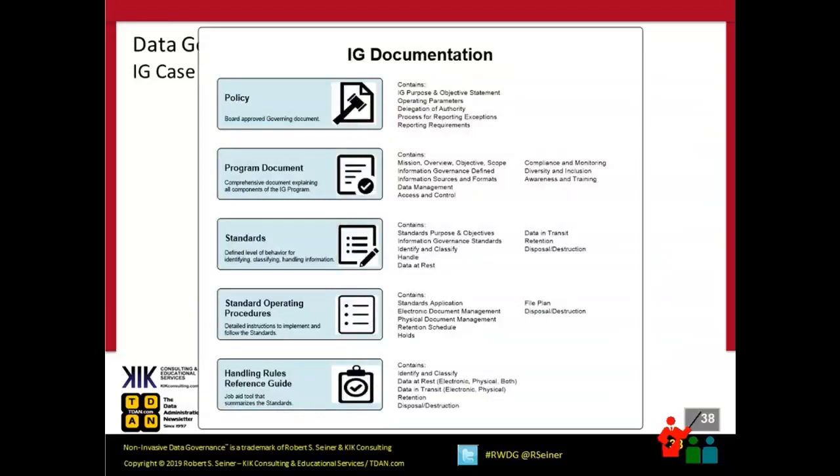We created a library of information that we were providing to the organization. And so this is just a simple snapshot of the different types of documentation that were made available. There was a policy associated with protecting classified information. There was a program document that contained all the different items that make up the program, standards for the protection of data, standard operating procedures for people to follow, and then the program also provided handling rules and reference guides for people to use.